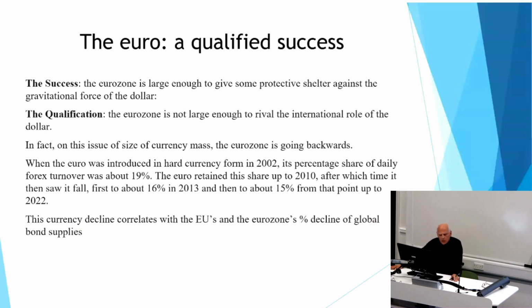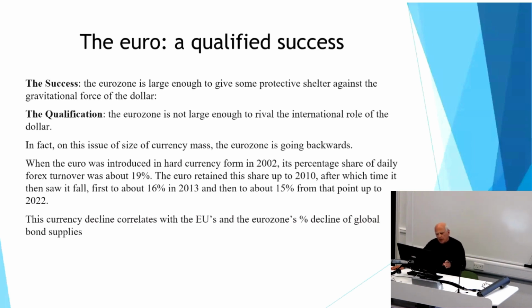The qualification: the eurozone is not large enough to rival the international role of the dollar, to give the euro that strength. In fact, on this issue of size of currency mass, the eurozone is going backwards. When the euro was introduced in hard currency form in 2002, its percentage share of daily forex turnover was about 19%. Today, it's down to 15%.